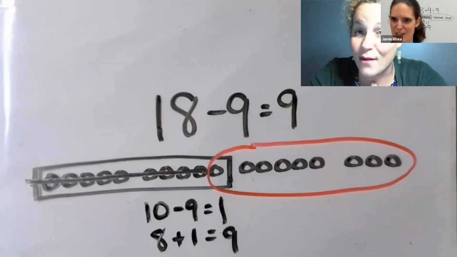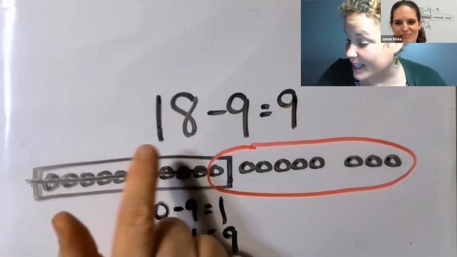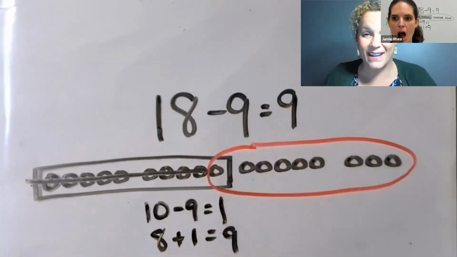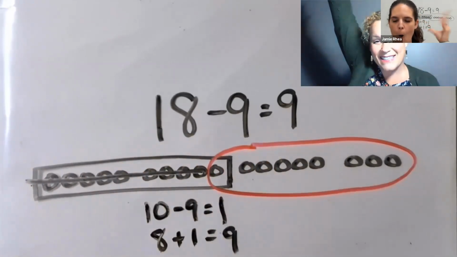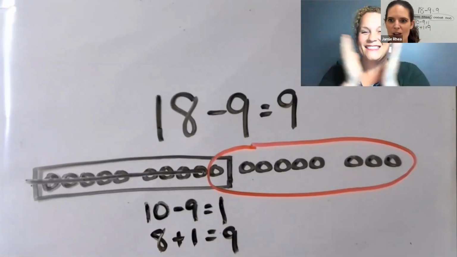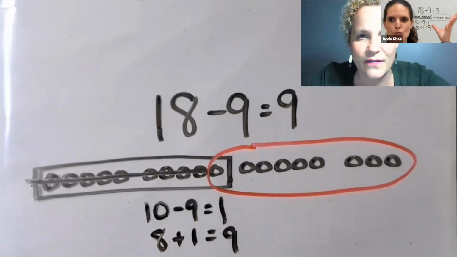You may have also just known that 18 minus 9 equals 9 because that's a double stack. Raise your hand if you saw that double stack. I hope you saw it, but I didn't even think about it. You guys are doing fabulous.